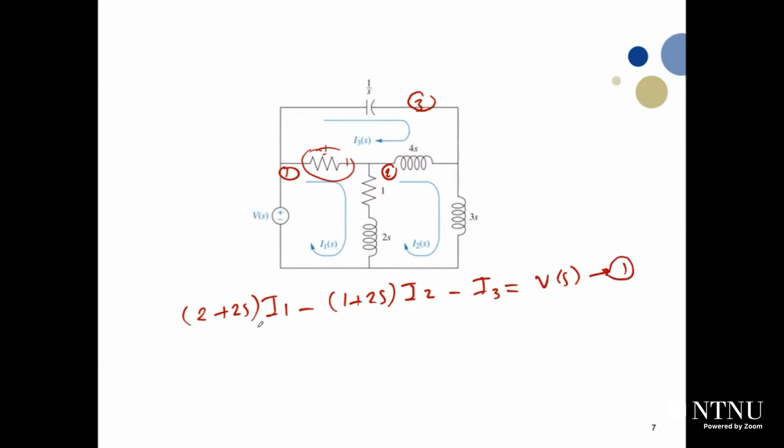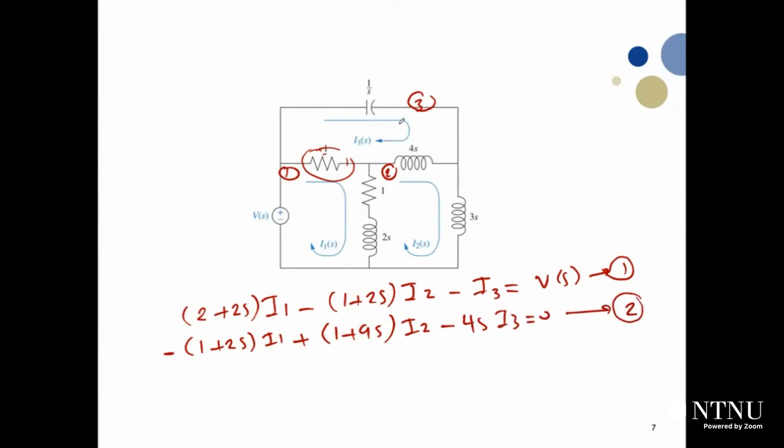Equation number 2, one more time. We will start with I1 to keep this order. I1 is moving against I2, so it will be negative 1 plus 2S multiplied by I1, plus, what about I2? It will be positive. It will be 1 plus 4S, 3S, 2S, so it will be 1 plus 9S multiplied by I2, negative I3 multiplied by 4S, so it will be 4S I3 equals 0. So this is equation number 2.